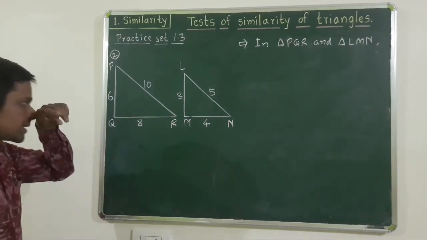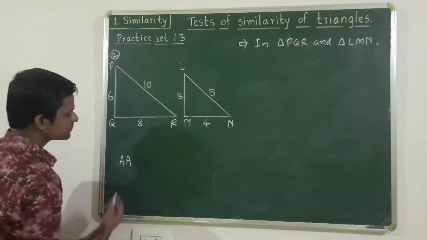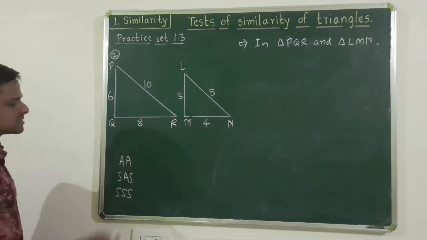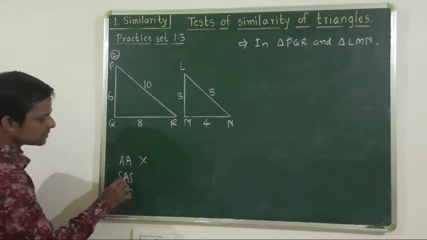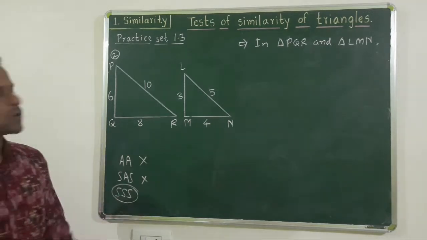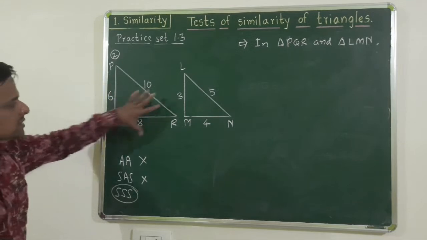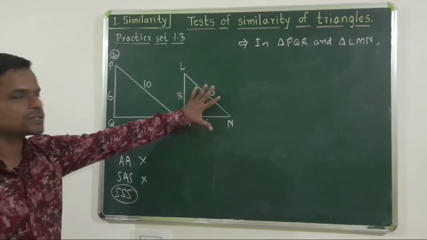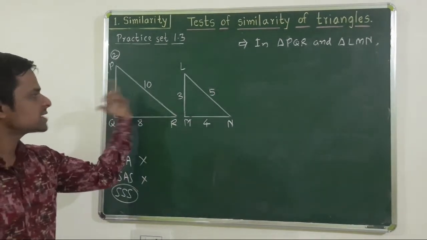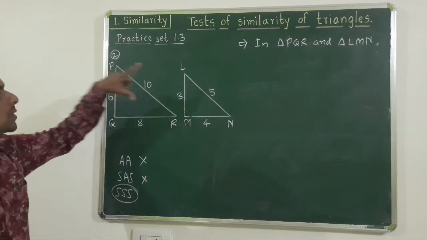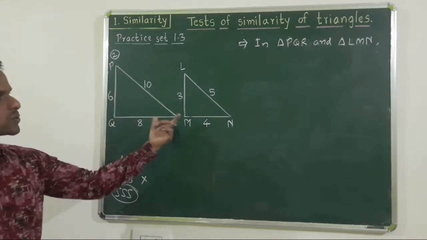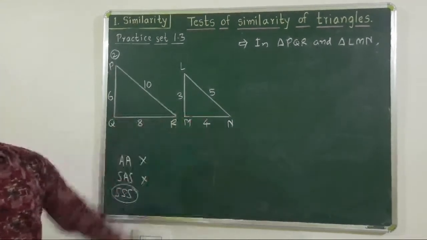Now nothing about angles is given. There are three tests again: AA test, SAS test and SSS test. Nothing about angles is given, therefore we can't use the AA test, we can't use SAS either, we can use SSS. Now check whether we can use the SSS test or not. All three sides of the first triangle are given, and all three sides of the second triangle are also given. Simply take ratios of corresponding sides, that is PQ upon LM, QR upon MN and PR upon LN, and if these three ratios are the same, then by the SSS test these two triangles will be similar.